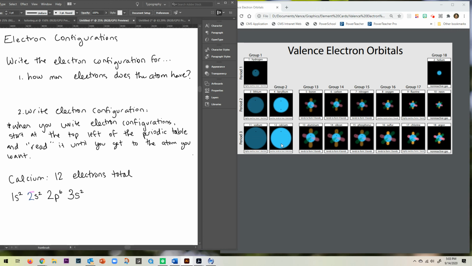Okay? Let's do one more example. Oh, and let's just quickly make sure that makes sense. I have 2, 4, plus 6 is 10, plus 2 is 12. Yep, sure enough, I end up with 20 electrons total. Let's do one more. Let's do phosphorus. Phosphorus has, look over here, 15 electrons total.